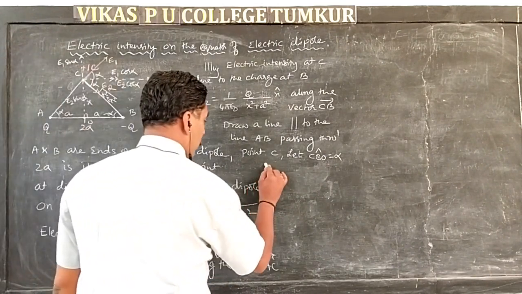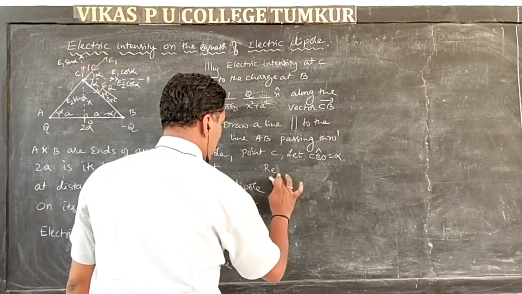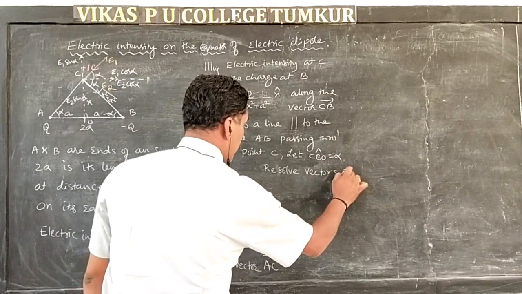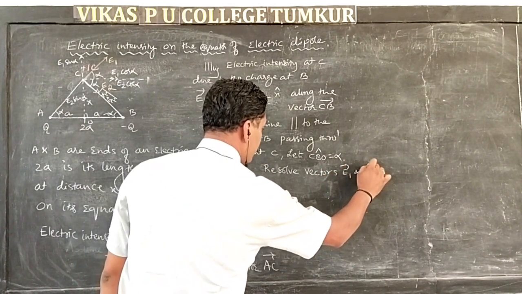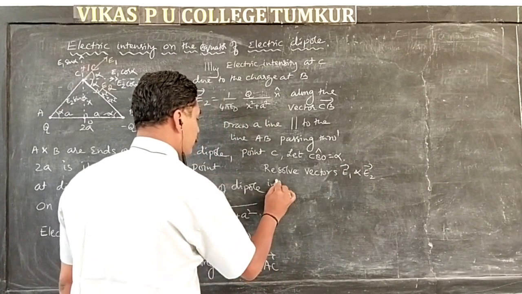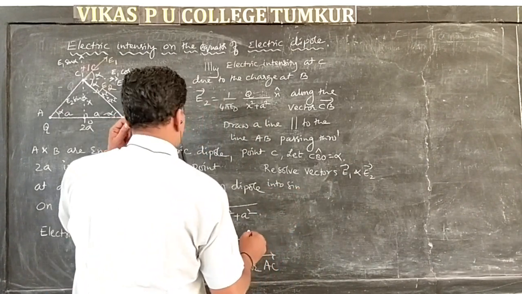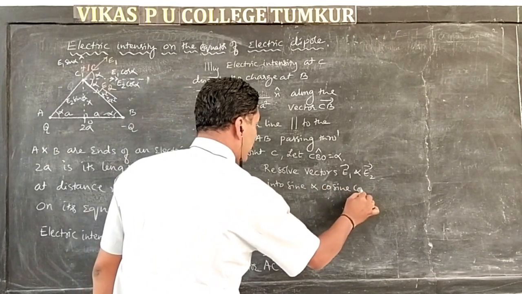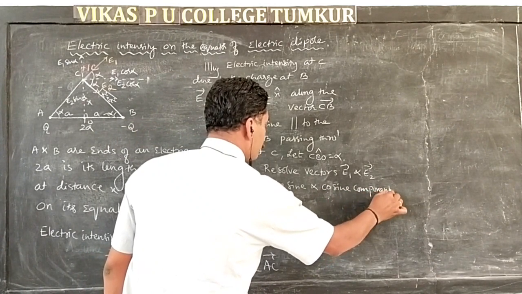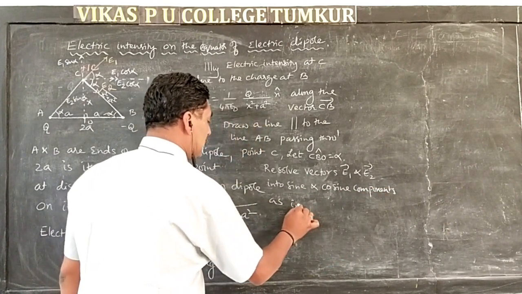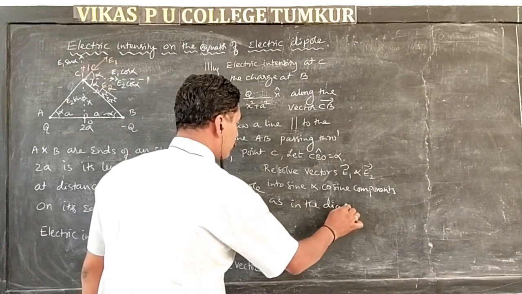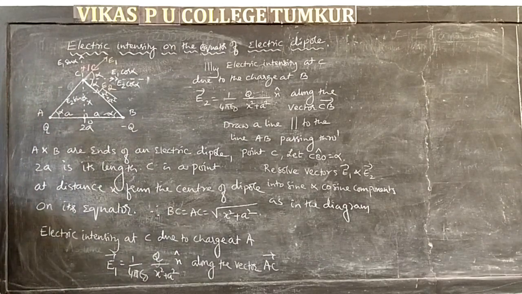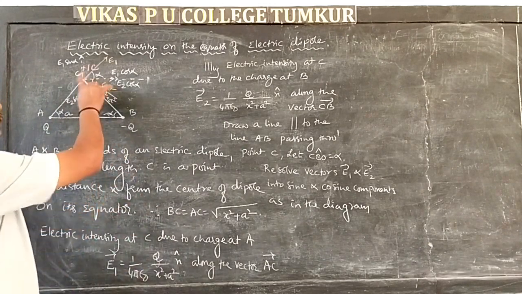So resolve the vectors E1 and E2 into sine and cosine components as in the diagram. Sine and cosine components as in the diagram. As shown, you resolve them.